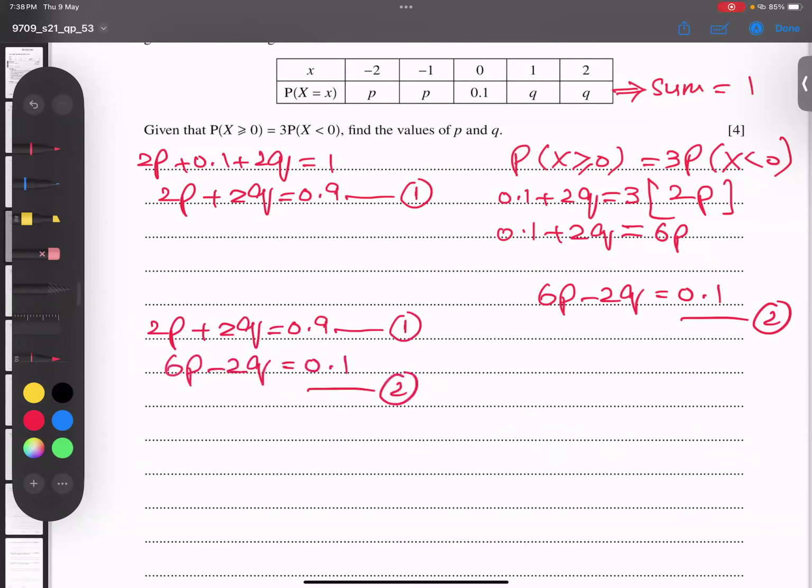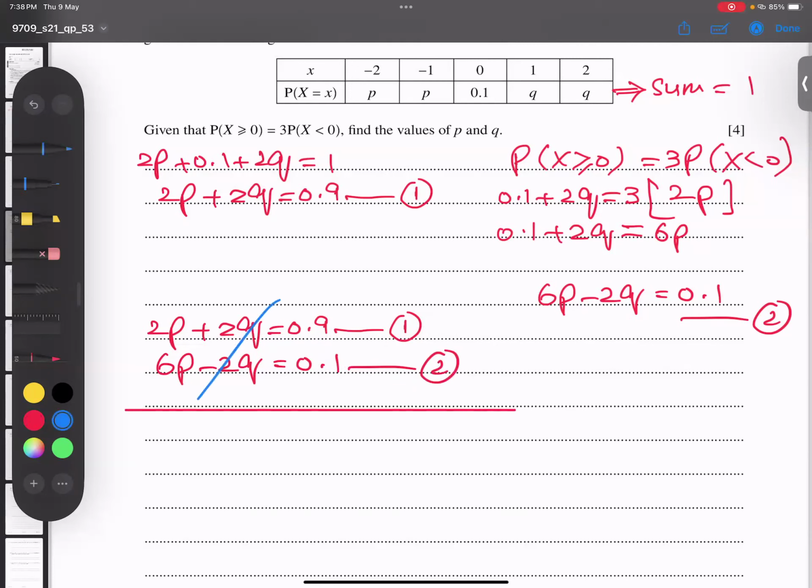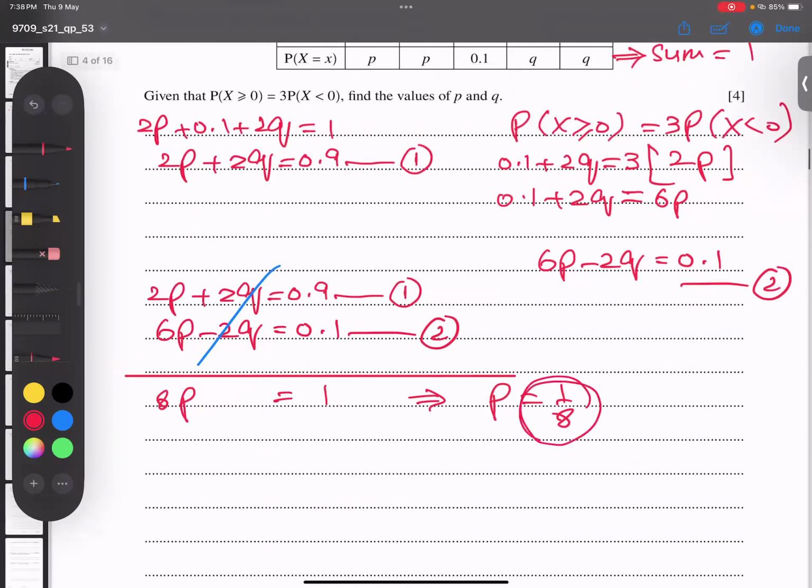All right, so students, let's start. And naturally this cancels out. I got 8P here, I got a 1. And P becomes 1 over 8. And this value I can plug in anywhere, but I plug it in here, better. Put in 1.